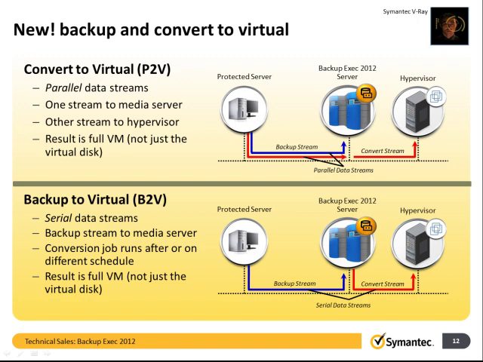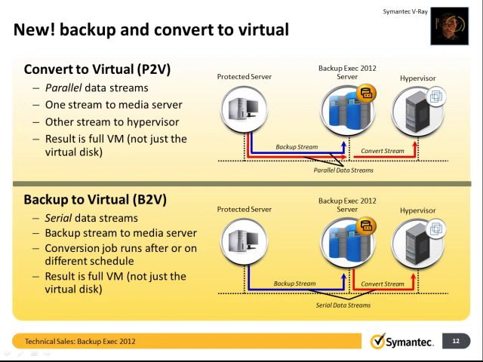Now, as for the backup to virtual, or B2V, process, this is very similar. But instead of being a parallel data stream, it's a separate or serial data stream, which means the process for storing the backups happens first at the backup server, and then once it's completed, the backup to virtual process is kicked off. So for either process, P2V or B2V, a form of dissimilar hardware restore is also used to ensure that the original physical server will function in its new virtual form.